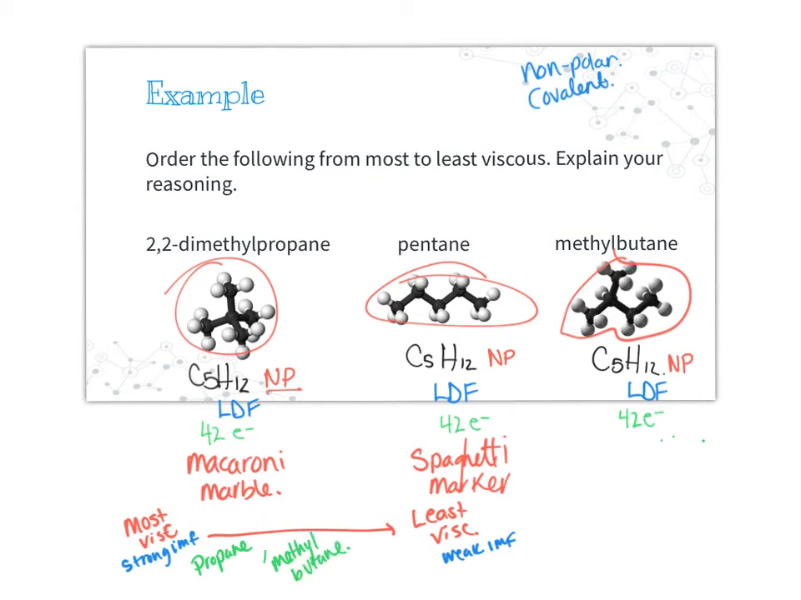And our least viscous is the one that doesn't have as much surface area for interaction. So it'll be our 2,2-dimethylpropane. These are structures that we would look at and name in Chem 30 for organic, but using their ideas here for their shape is what we're looking at. Okay, so we based our answer on surface area for attraction.